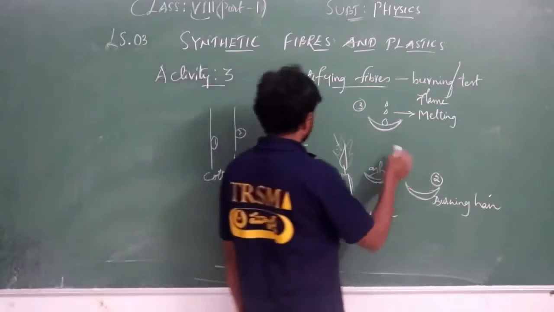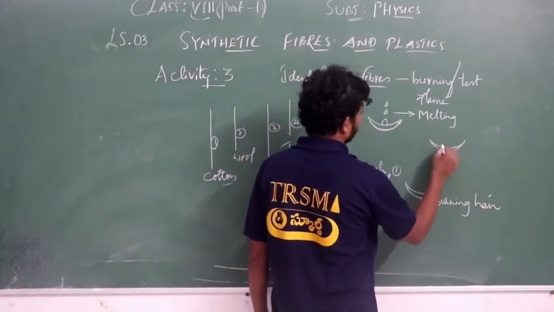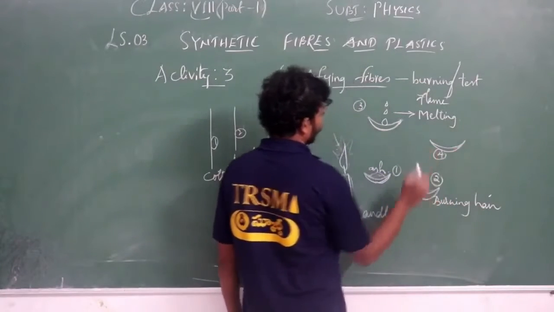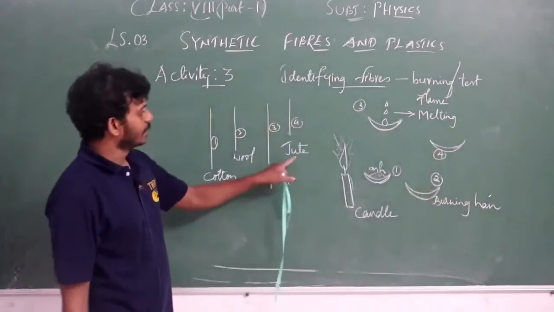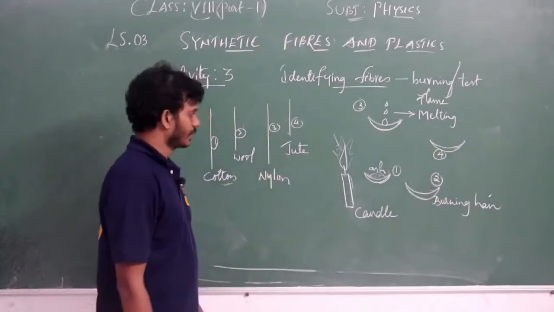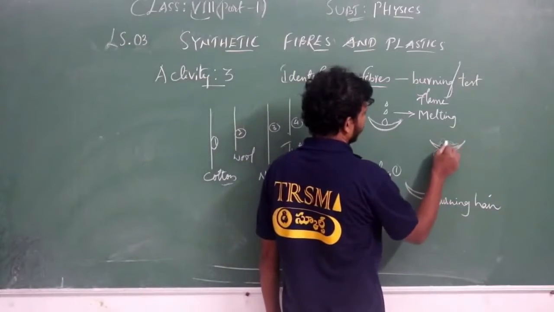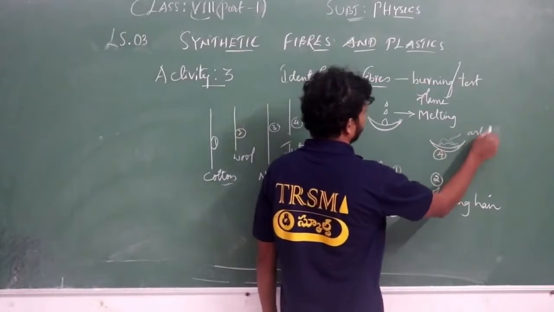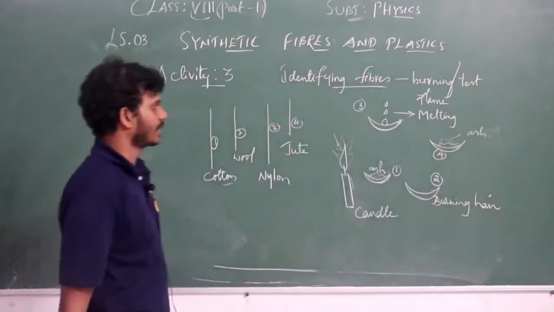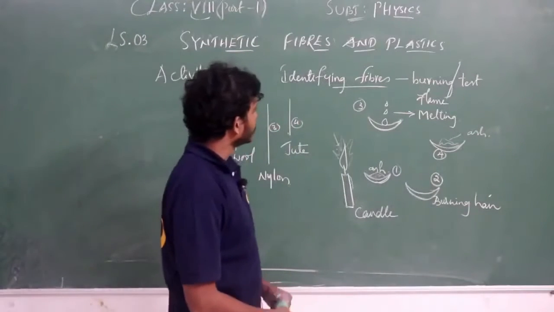And the fourth one. So I brought the fourth one also, near the flame. As soon as I brought this fabric near the flame, what happens? This also turns to ash, a powdery substance. Did you understand? Is it clear for you? Try to understand this well.